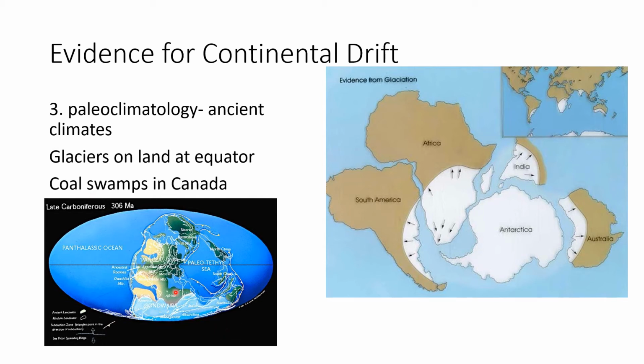So if you look at this map here, you can see here's the outline of North America, and right up here is where Canada is. Look how much closer it is to the equator 306 million years ago, compared to where Canada would be way up here in present day. So this is all just evidence that supports the idea that all of the land masses used to be in different places on the Earth compared to where they are today.